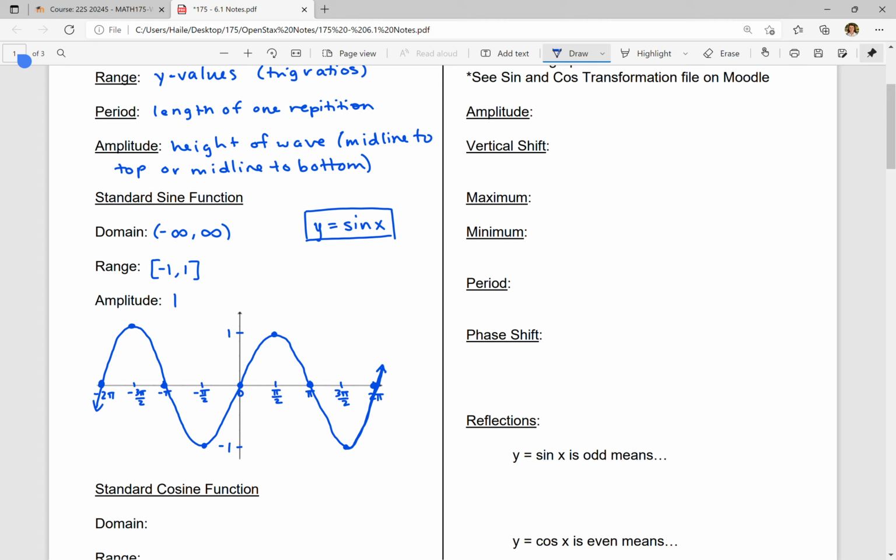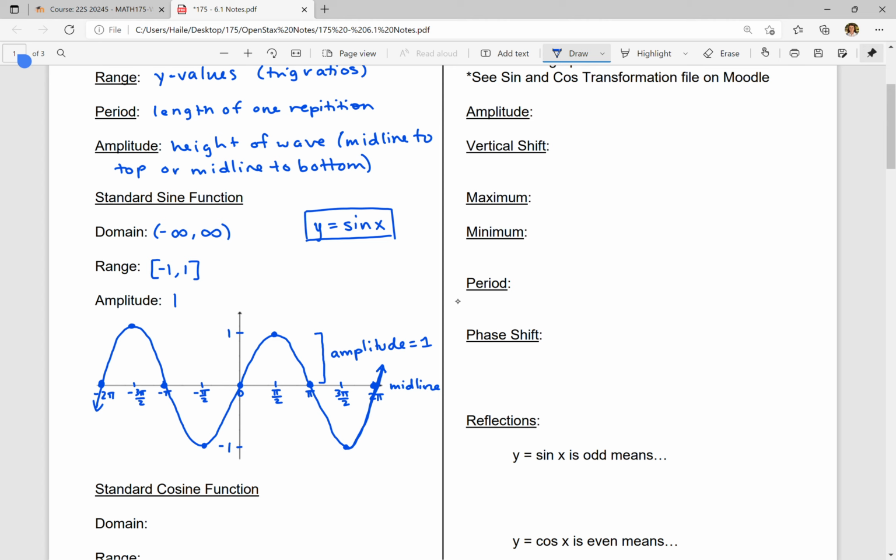Now let's label some parts of this graph. So the x-axis is what we call the midline, because it's in the middle of the graph. So you can see it's sort of that middle ground of the graph. It's not the top, it's not the bottom, it's right there in the middle. The amplitude is this height here. So from that top value of 1 down to the middle is our amplitude. And I'm just going to remind you that it equals 1.